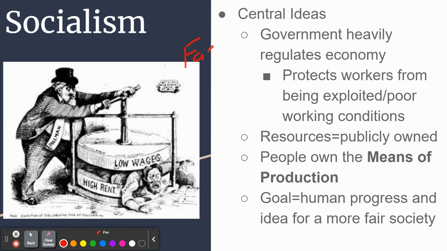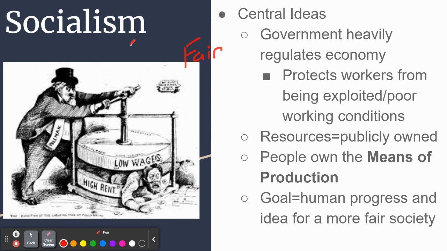So the socialists believe that the workers are being exploited by the owners of the factories. They're being exploited by the capitalists. They're not paying them fair wages. They're not letting them even have enough to survive. So the government's job is to protect the workers.